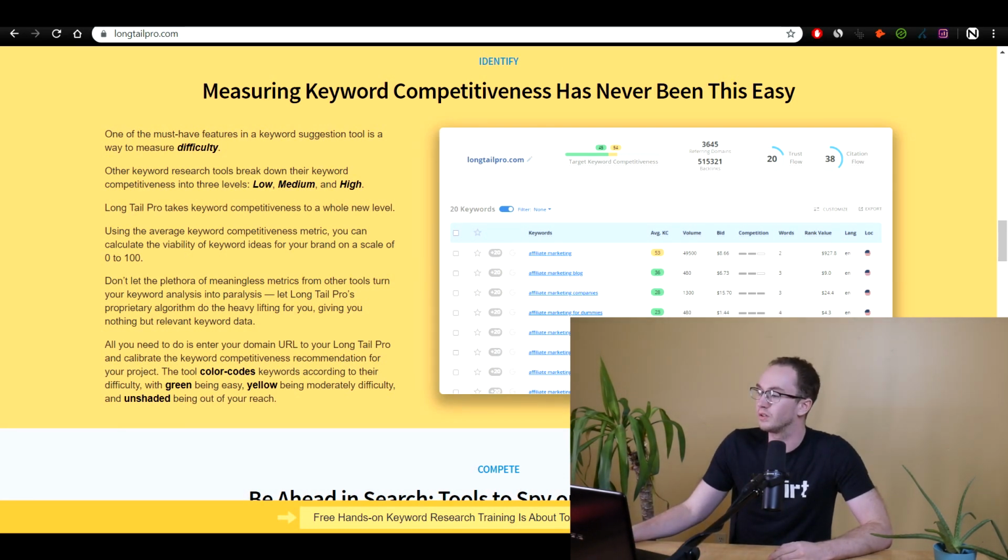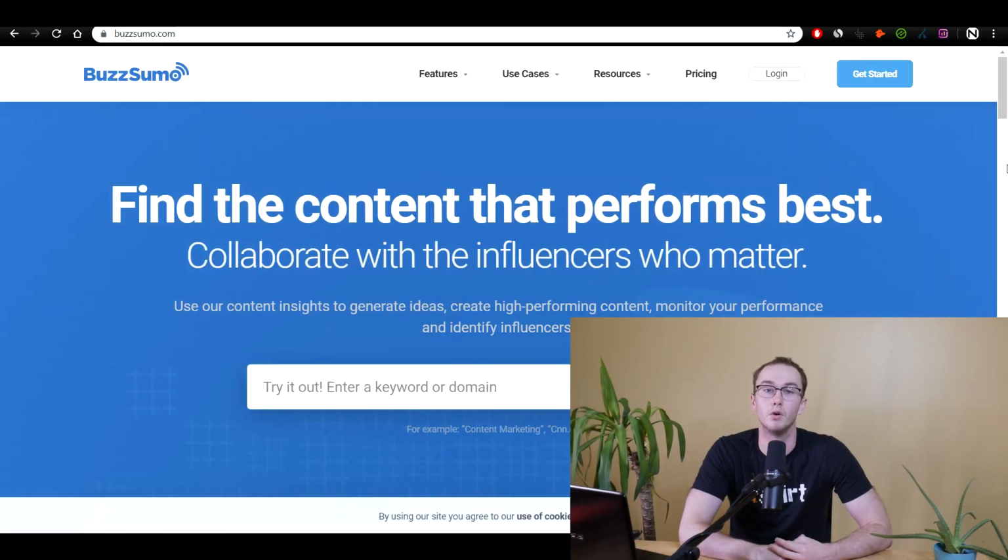Now, moving along to another one, we have BuzzSumo. Now, this isn't really directly a keyword tool necessarily, but can give you ideas on what type of content is doing really well. This might be really good for a guest post outreach type campaign that you're doing.